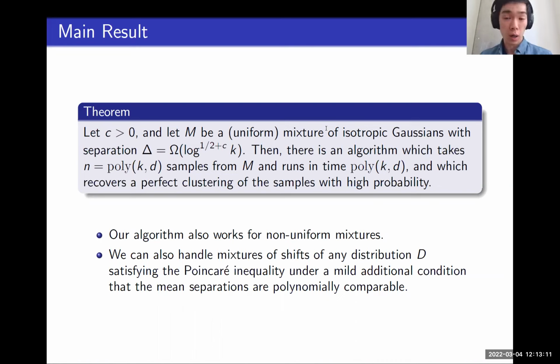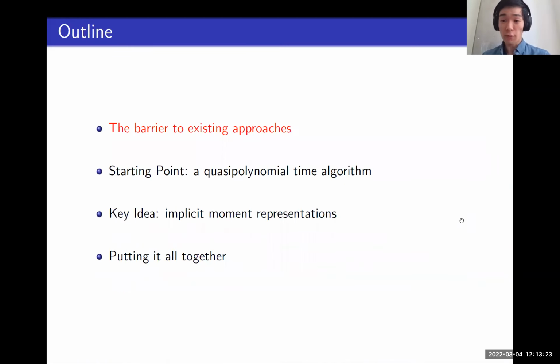Okay, so these are our results. Next, I'll talk a little bit about the techniques that go into our work. First, something that's pretty important to understand is that existing approaches get stuck at this k to the epsilon and run in d to the, or k to the 1/epsilon time. I'll examine why these previous approaches get stuck at this barrier and how we can hope to get around it.